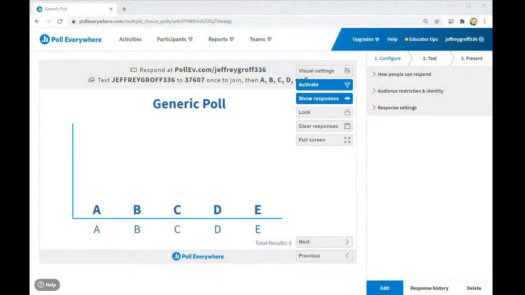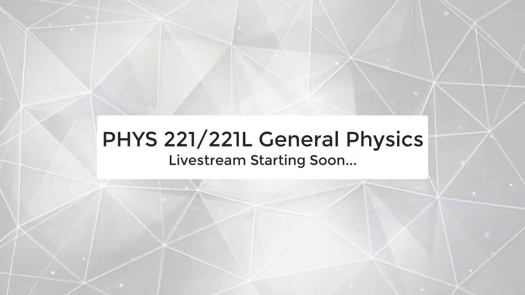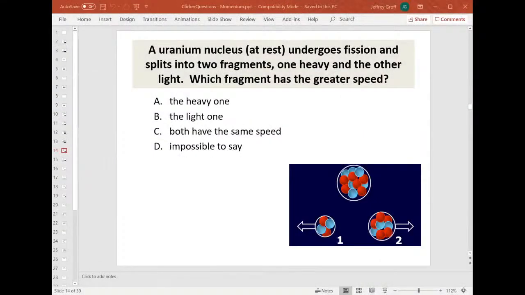But the follow-up question's a little trickier, so let me cue that up here. All right, here it comes. Wait, let me reset the poll. All right, and here it comes. Nope, wrong one. Hold on. There we go. All right. Which one has a greater speed? The heavy fragment, the light one, or they both have the same speed?